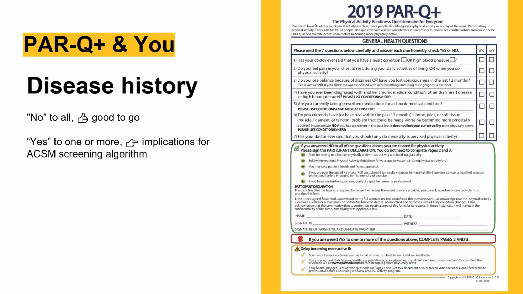The front page of the PAR-Q+ asks 7 questions related to health history. If your client answers no to all of those, you would consider them to have no history of cardiovascular, metabolic, or renal disease. If a client answers yes to any of these questions, they are considered to have a history of disease. This has implications for the ACSM screening algorithm.